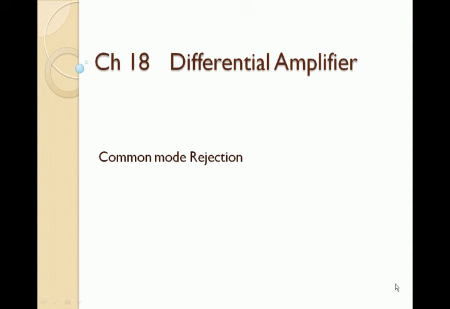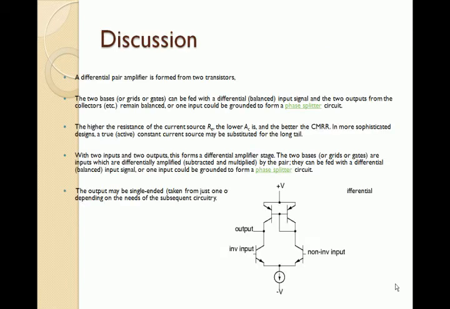Chapter 18, the differential amplifier. We will study the common mode rejection. A differential amplifier is constructed from a pair of transistors, biased and fed with a differential balanced input source, and the two outputs are collected from the collectors.